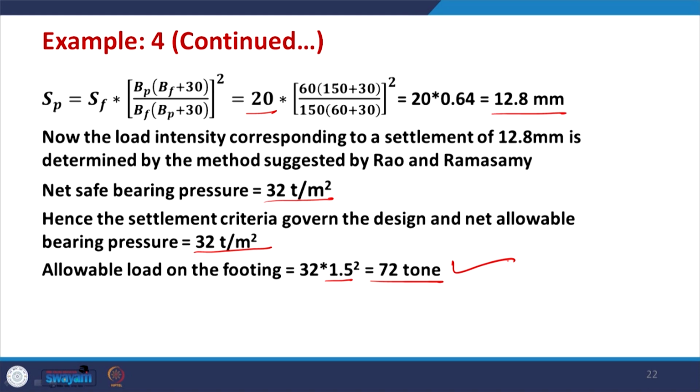If you compare example 3 and example 4, in the first case the settlement of the plate is given, and you need to find the settlement of the footing. In the second case, the allowable settlement of the footing is given, and you need to find the allowable load on it. Now, examples 3 and 4 were based on the plate load test. The last example is based on the SPT data, and I think I will complete this one in 5 minutes.